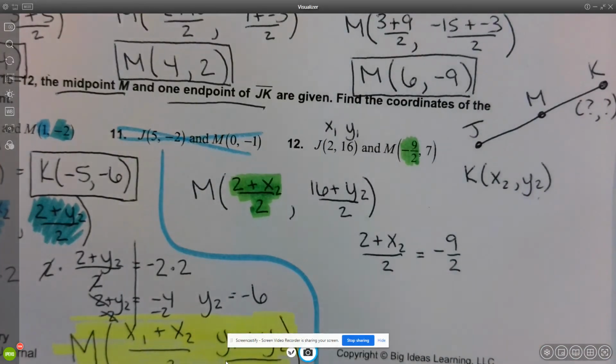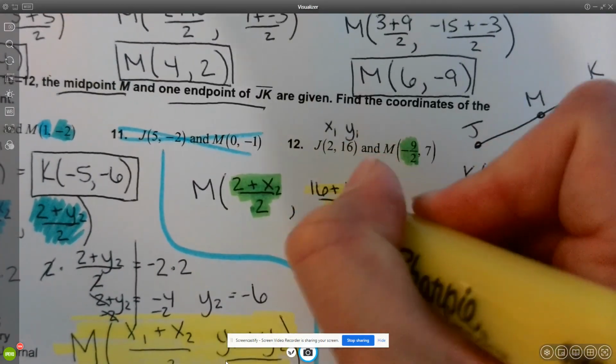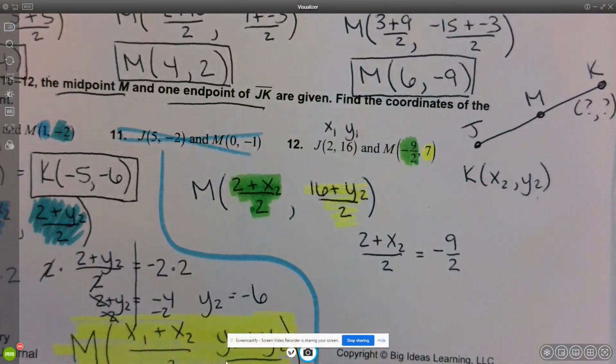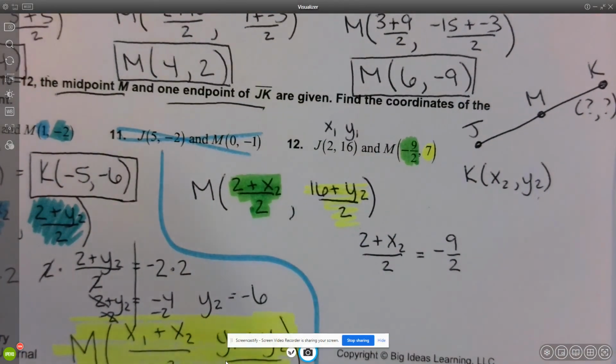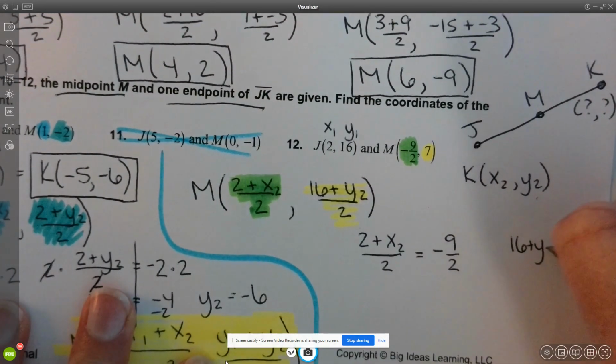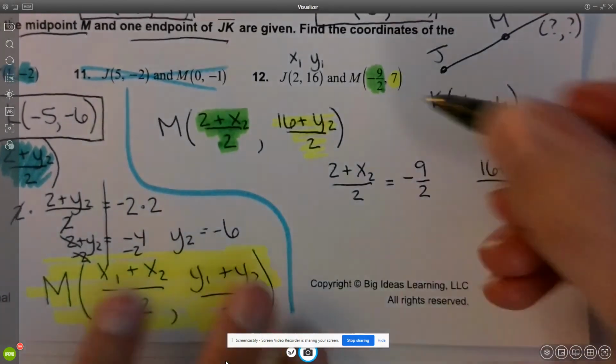And then with the y-coordinate of my midpoint, I know that 16 plus y2 divided by 2 has to be equal to 7, because they tell me that the y-coordinate of the midpoint is 7. And so my other equation is 16 plus y2 divided by 2 is equal to 7. So now I have these two equations to solve.